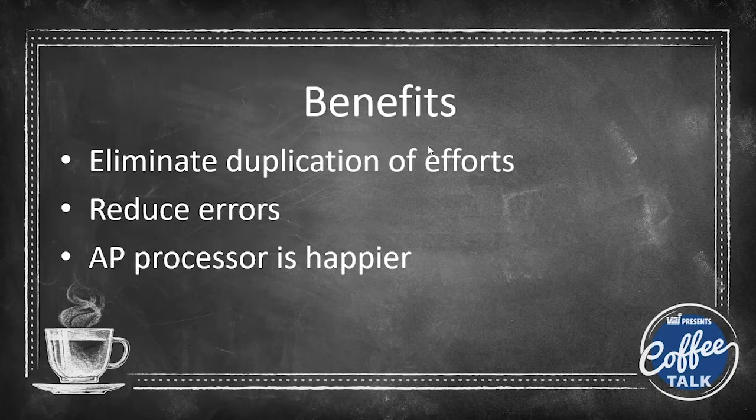So by doing this all in one step right from the ERP system, we're eliminating any duplication of work. We're inherently reducing errors because we are not duplicating our work. And at the end of the day, hopefully our AP team is much happier about that. So let's take a look at what that looks like in S2K and how you may do that.